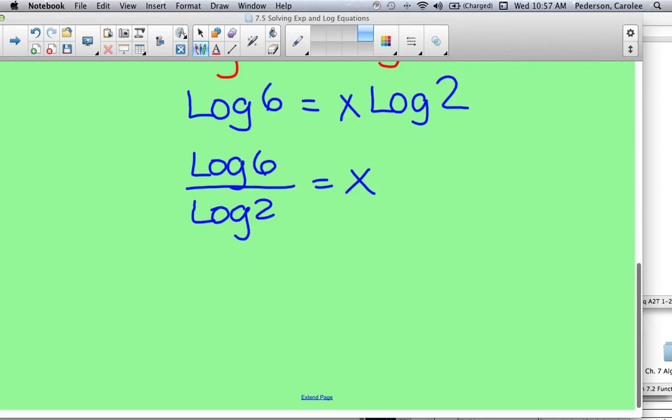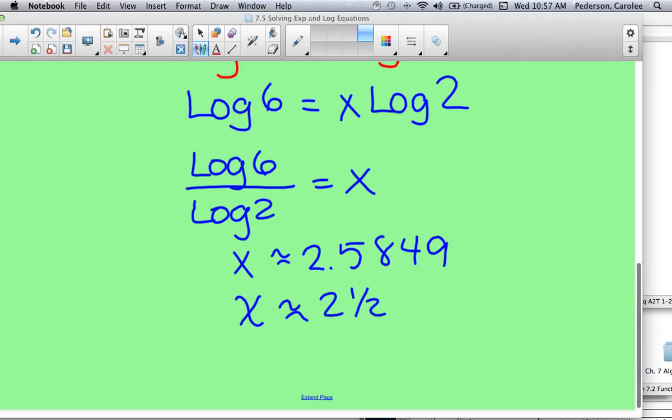So remember, x represents the number of hours for this bacteria to double. So now we use our calculators. So we say log of 6 divided by log of 2. And we get x is approximately 2.5849. So we say then x is approximately 2.5 hours for this bacteria to go from 1,000 bacteria to 6,000 bacteria.